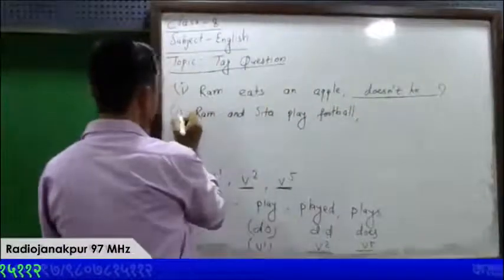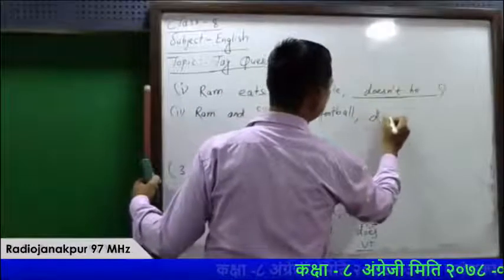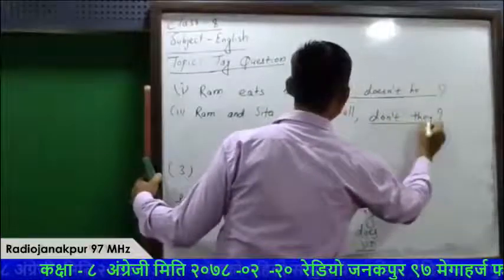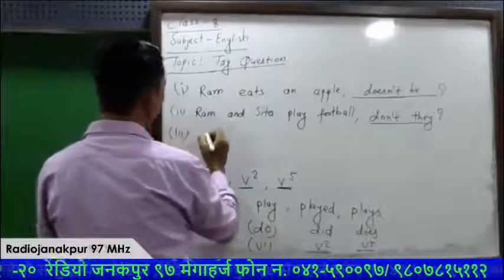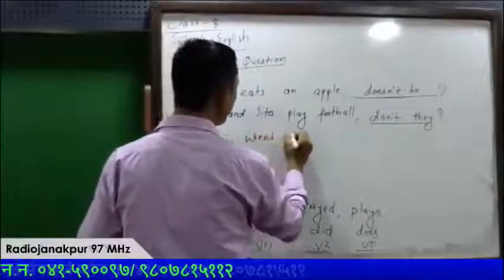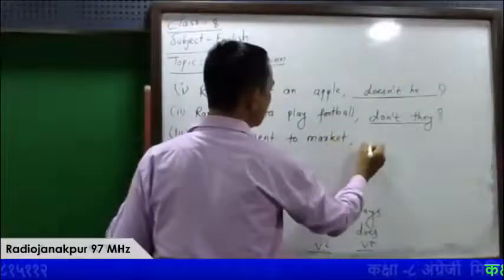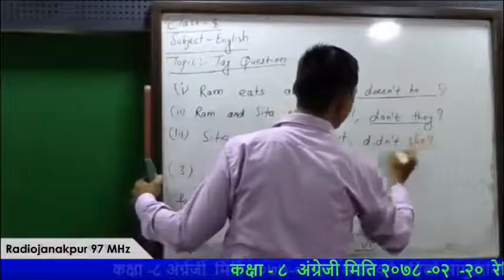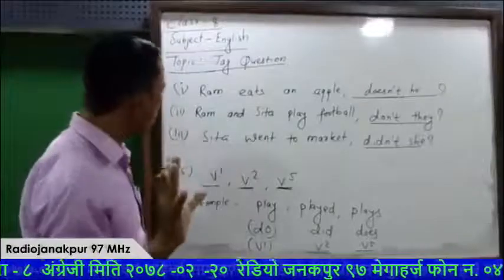Second sentence is Ram and Sita play football, don't they? And third sentence is Sita went to market, didn't she? Now we have three statements on the board.